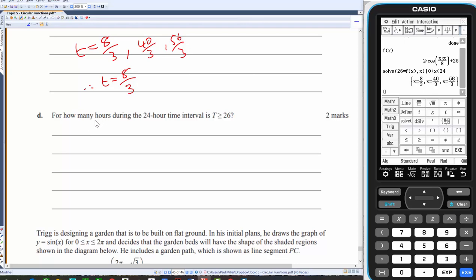So to answer this one here, it's worth 2 marks. Let me think about this one for a bit, because I know what the answer is, but I'm going to think about how I'm going to do it. Okay, so I've had to think about how I'm going to get my marks for this question. And so what I'm going to say is this. I'm going to say t is greater than 26 when t is an element 0 to 8 on 3, union with those other 2 points there, which was 40 on 3 to 56 on 3. That's when it's greater than it.